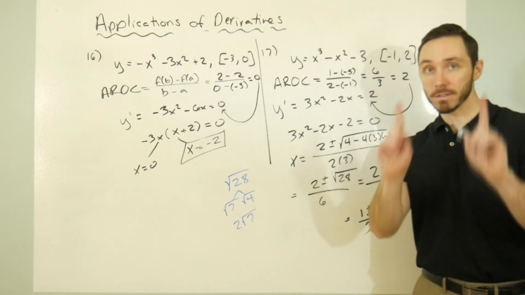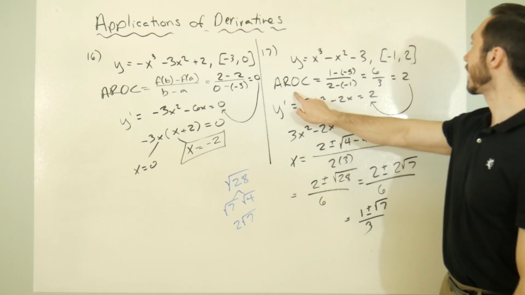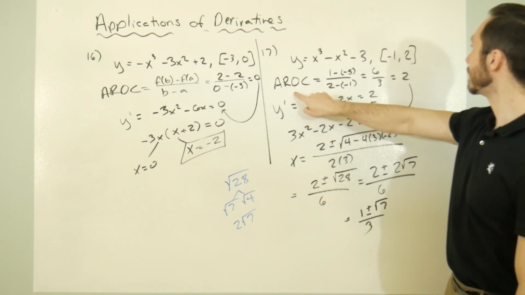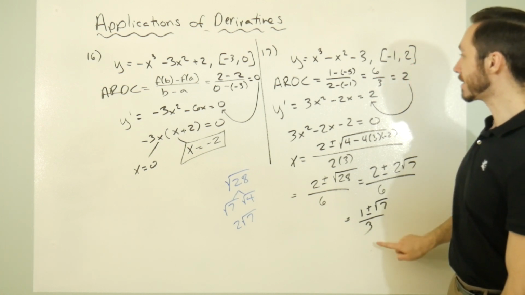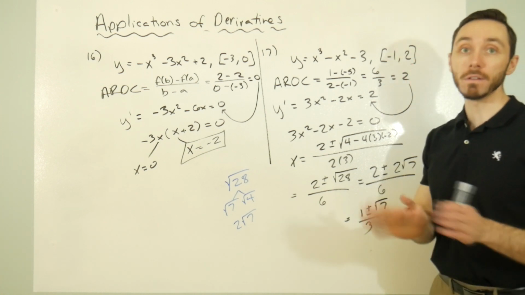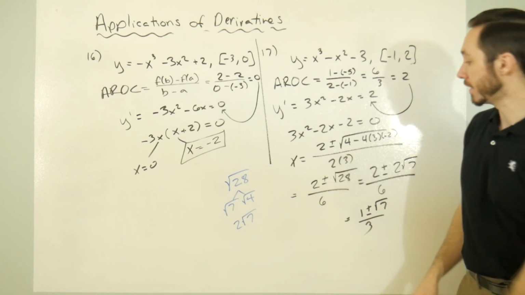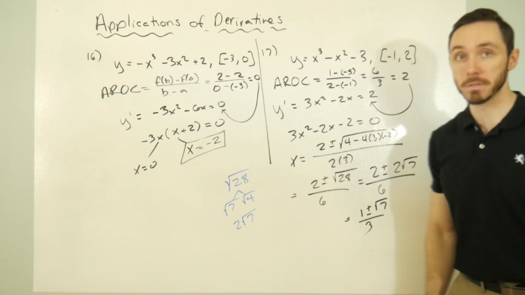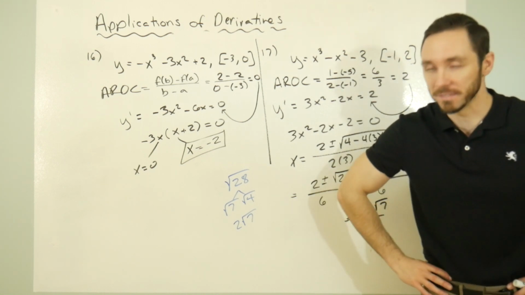With that said, there are 2 moments for this particular case in which the average rate of change is the same. So average rate of change being 2 from negative 2 to 2 is the same as the slope at the given x values of 1 plus root 7 over 3 and 1 minus root 7 over 3. Concluding our review of applications of derivatives.